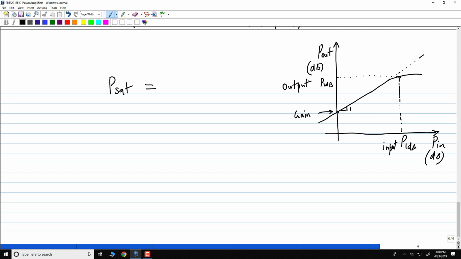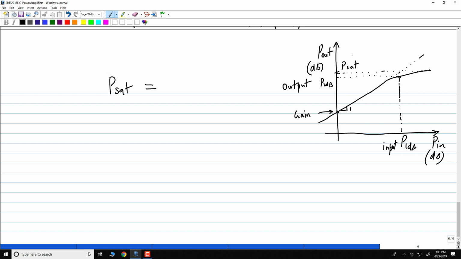Now I'm going to drive it even harder. What will happen is that it will saturate at some power, which will be 1 or 2 dB above the P1 dB. Let me see if I can draw it better. I'll draw it like this. That is Psat. Of course, Psat is always at the output. There is no concept of Psat at the input. You can keep increasing input power, output will just be Psat.